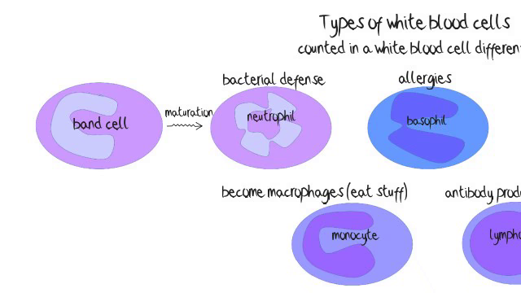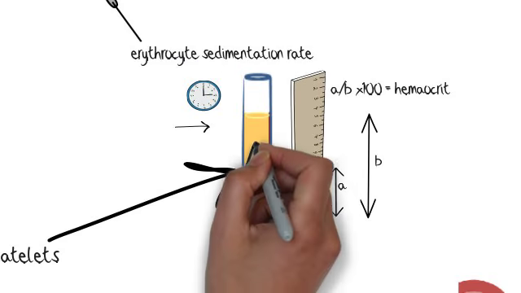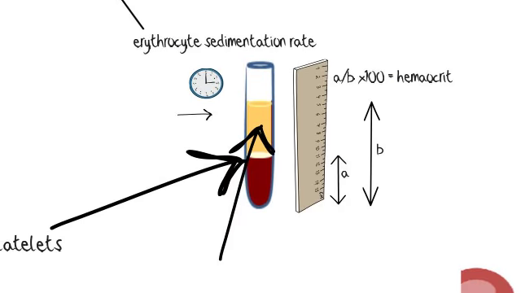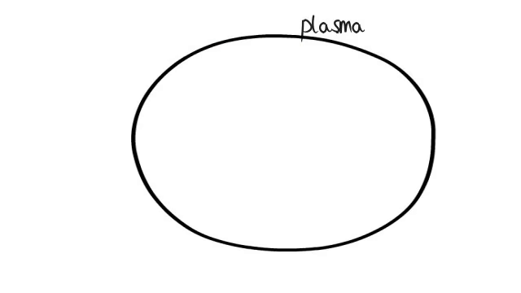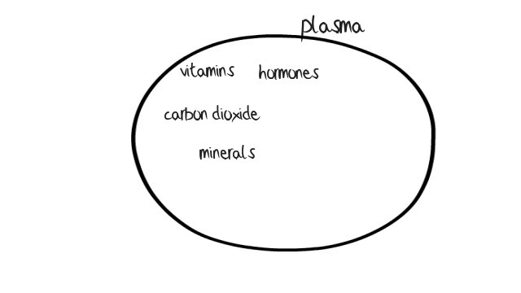So we've talked about the cells. Let's move on to the rest of the volume of blood, which is a fluid called plasma. Plasma is a bit like the broth of your chicken noodle soup, with the cells being the noodles. Plasma contains vitamins, minerals, hormones, carbon dioxide, and proteins, one of which is fibrinogen, a protein involved in blood clotting.